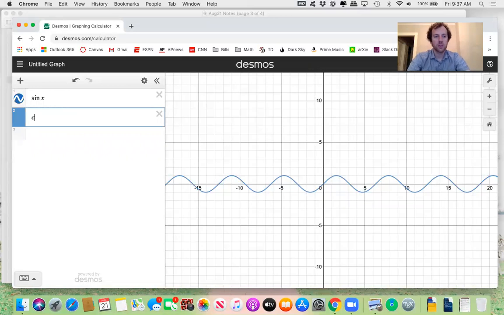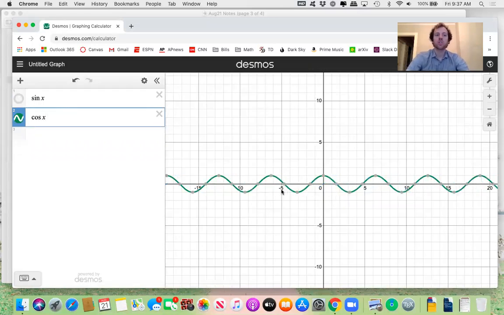And similarly, if we graph cosine of x, that is the same shape as sine, it's just shifted by pi over 2. And so again, this is nice and smooth. There's no strange limit behavior going on. And so that fact makes sense.